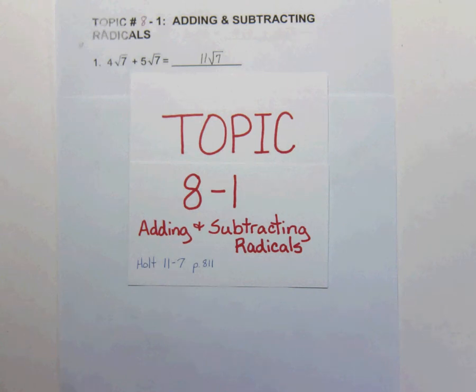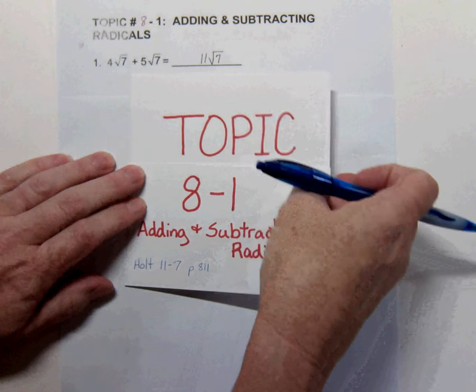Topic 8-1, adding and subtracting radicals. This can be referenced in our Holt textbook, Chapter 11, Section 7, starting on page 811. Okay, we've done some radical simplifying, so now we're actually going to start combining.